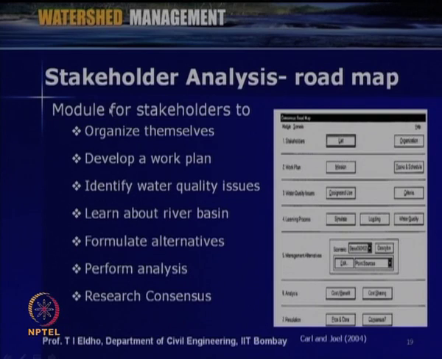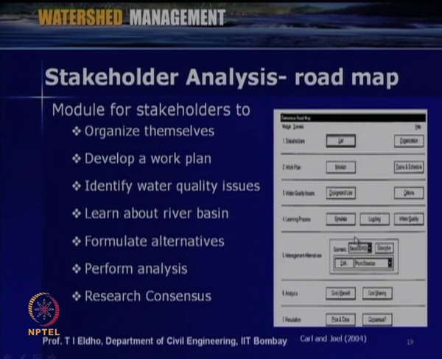So, the various steps include, first, organize as far as the needs and what we are looking for in the particular analysis, then develop a work plan. Then the next step is to identify, say if it is water quality issues, the water quality issues, then learn about river basins. So, for the particular river basin concerned, study about that river basin, then formulate the various alternatives, then we do an analysis called performance analysis, and finally, the stakeholders can come up with the various consensus.